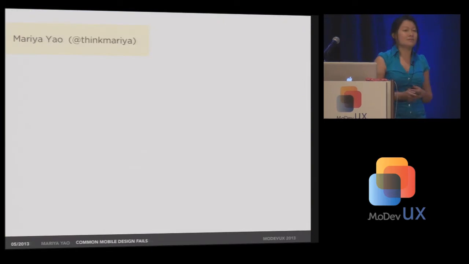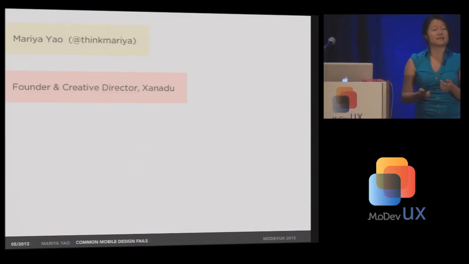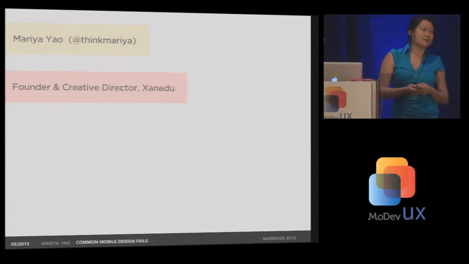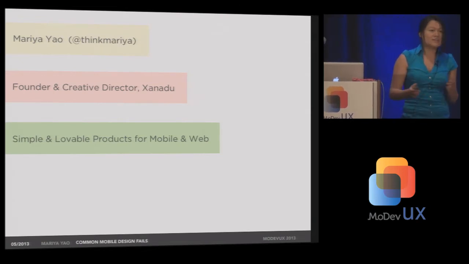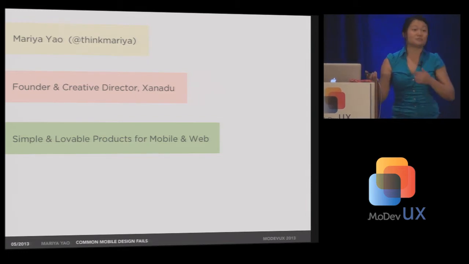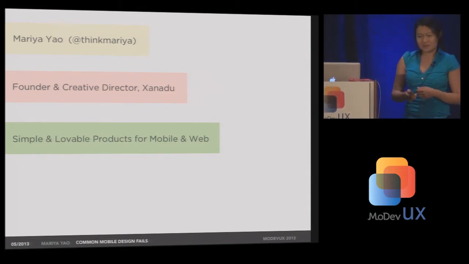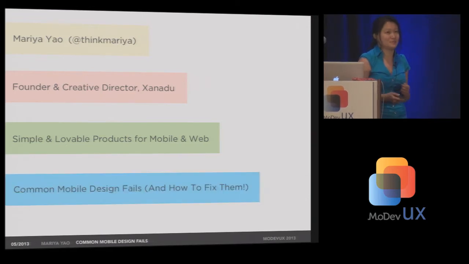So if I haven't met you yet, my name is Mariya Yao. I am the founder and creative director of a company called Xanadu. We are a design studio out in San Francisco, and we build simple and lovable products for mobile and web. We've worked with a range of companies from tiny one-person startups to multinationals with hundreds of millions of users. And in our experience, we've made many mistakes ourselves, and we've also seen a lot of bizarre mistakes.